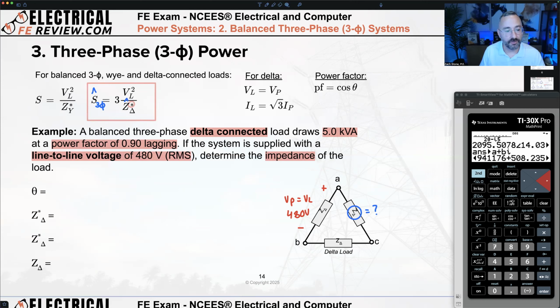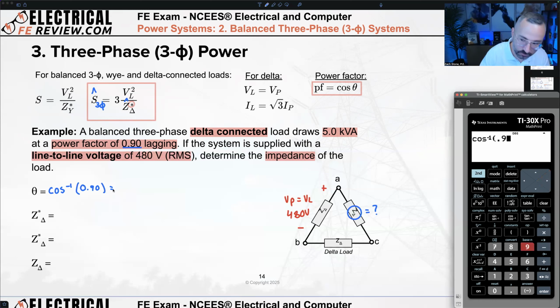All right, first things first. Let's get our power angle from the power factor using this formula right here. Power factor equals cosine theta. I know theta equals inverse cosine of power factor. Inverse cosine of our lagging 0.90 power factor. What do we get for the power angle of this delta connected load? So we get about 25.8 degrees or 26 degrees, depending on how you want to round.